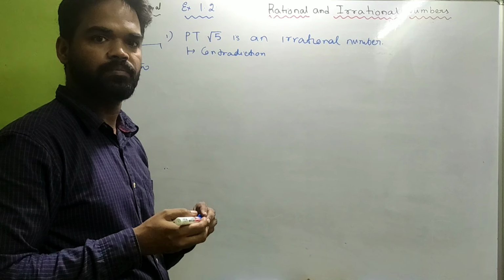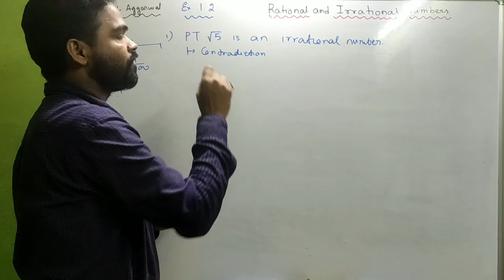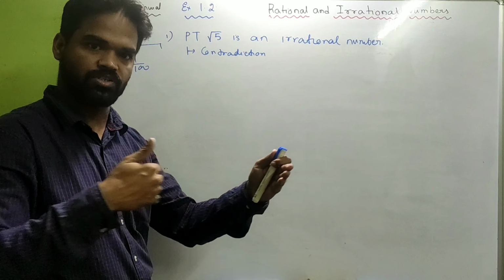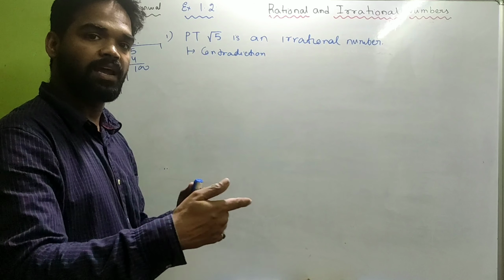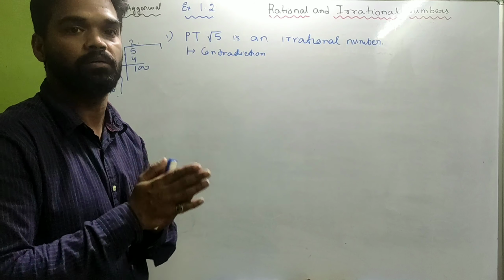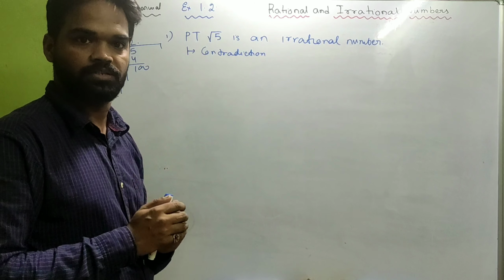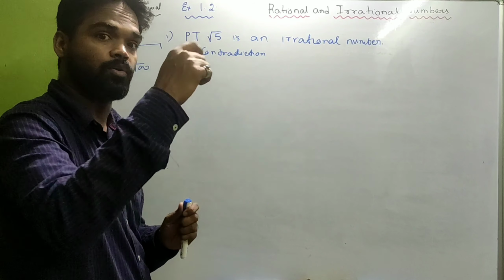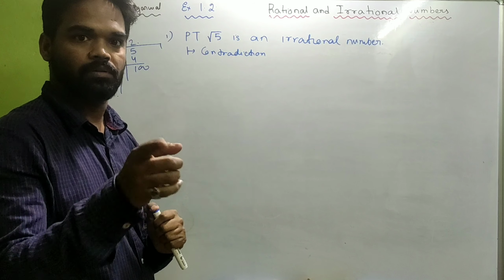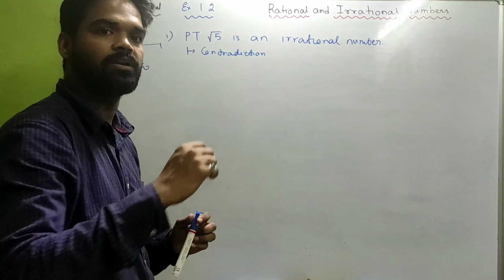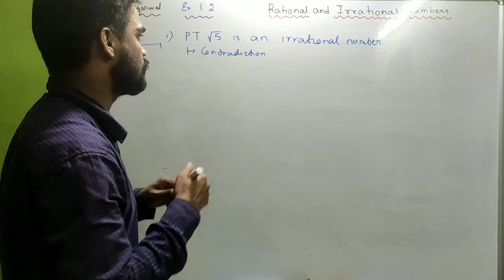What is contradiction method? We'll assume root 5 as a rational number and proceed. And we'll see that at the end our assumption is wrong. We contradict our statement, okay? Which means it will not be a rational number. That simply means it is an irrational number. Am I clear? Just look how I'll do it.